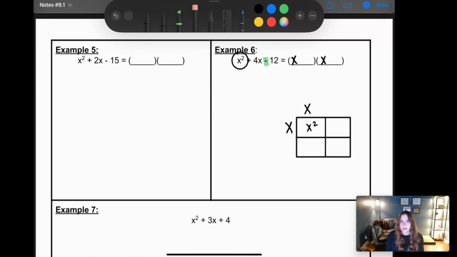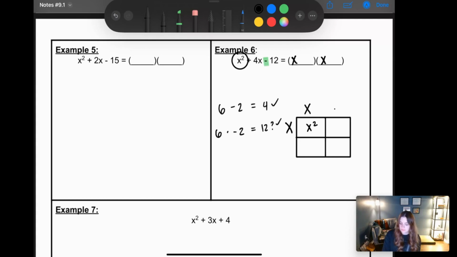Oh, but that's not going to add together, right? What about 6 and 2? Well, I know that 6 and 2 multiply to get 12. What if I do 6 and negative 2 together? Does that give me 4? It does. What if I do 6 times negative 2? Does that give me negative 12? It does. So that is what it has to be, right?